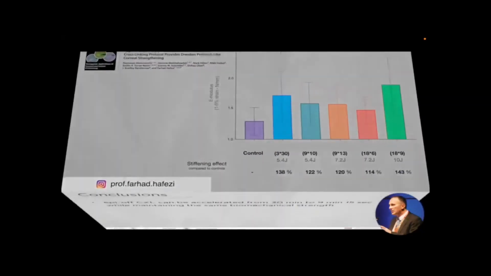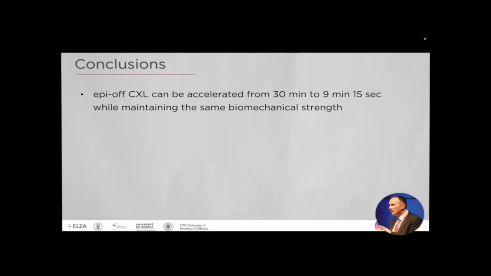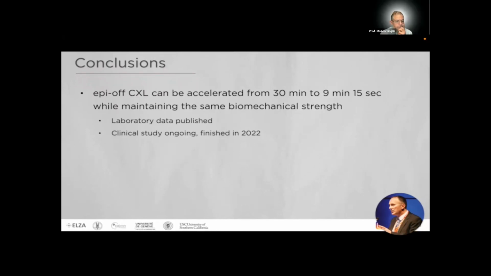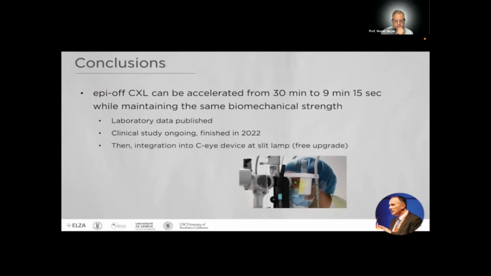So in conclusion, epi-off cross-linking can be accelerated from 30 minutes to 9 minutes 15, and you maintain the same biomechanical strength. As you have seen, the laboratory data have been published. We are currently finishing our clinical validation study, and we will submit the paper in the next months. And then you will have a full integration of this new protocol into the CI device at the slit lamp. And it will be a free upgrade.